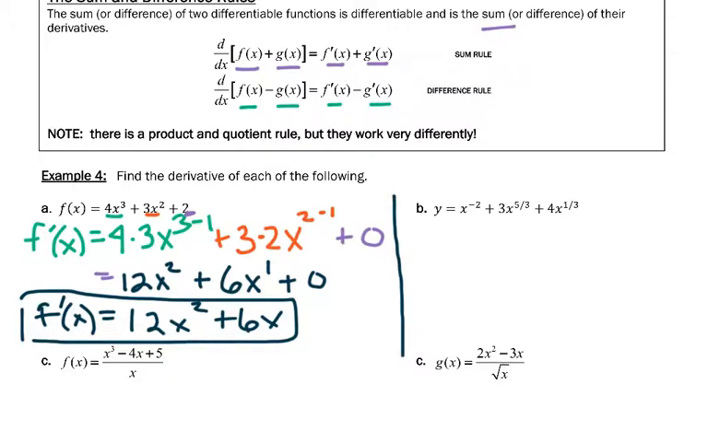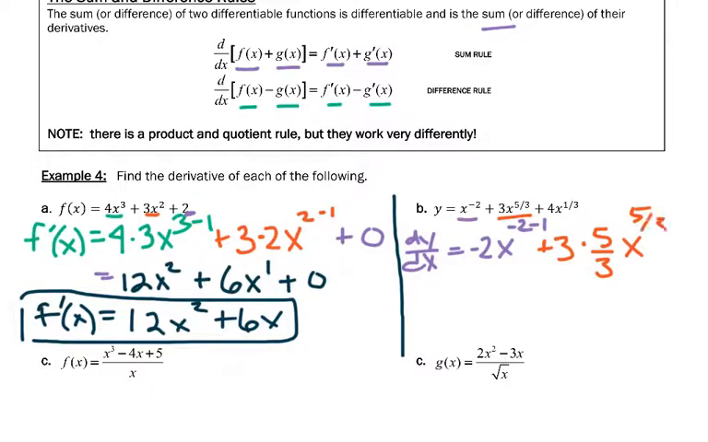So we're going to use the same idea here in B. To find y prime, or dy dx, take the derivative of x to the negative 2, so bring the exponent down, negative 2x raised to the negative 2 minus 1. Then for this next piece, plus 3, leaving that coefficient out front, bringing down the exponent, and then x to the 5 over 3 minus 1 in the exponent, plus 4, and then bring down the exponent, that's a 1/3, x to the 1/3 minus 1.